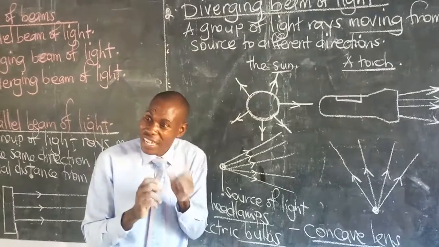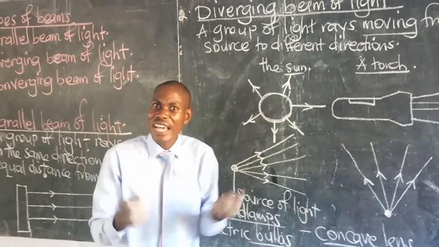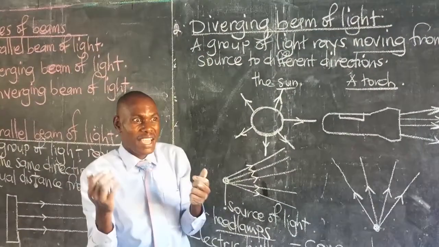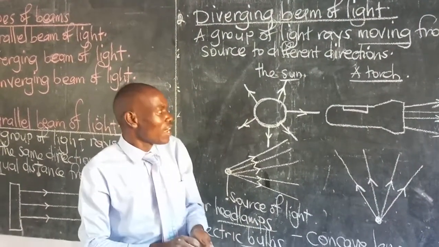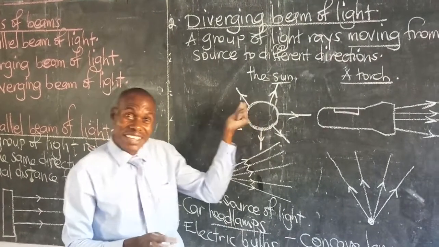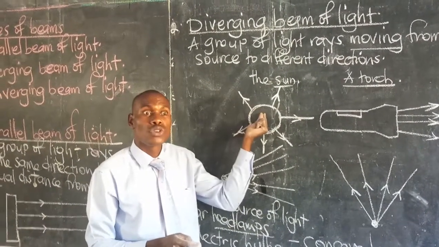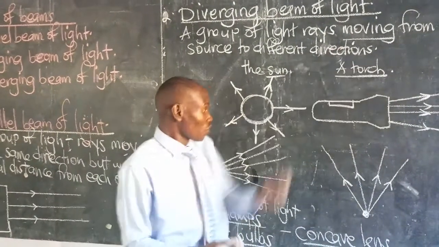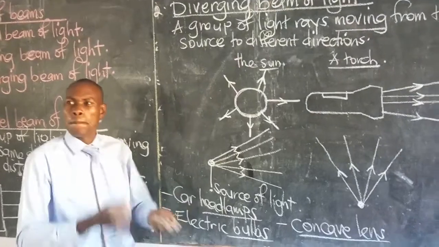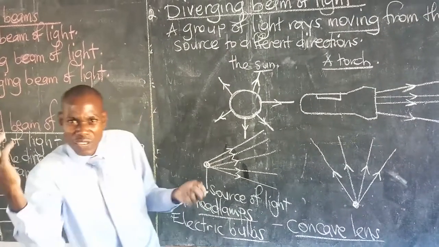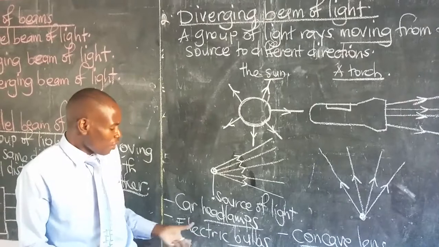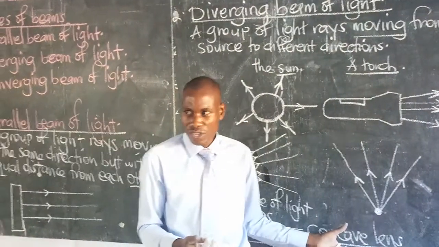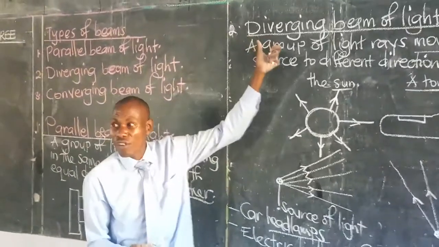I do not expect you to just tell the person who is asking you that the sun. Children, the sun is not a device. It is just an object in our environment, far away from our earth here. The sun is not a tool. So when you are talking about devices, talk about things like torches, car headlamps, bicycle headlamps, motorcycle headlamps. Talk about electric bulbs and talk about concave lenses. Those ones produce a diverging beam of light.